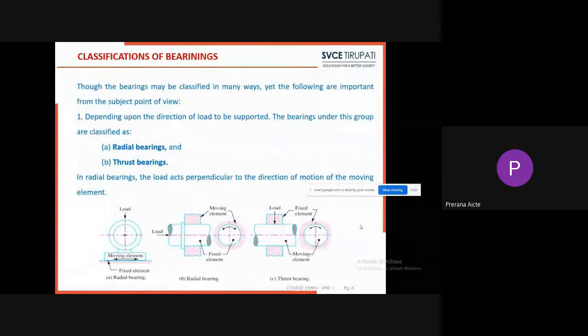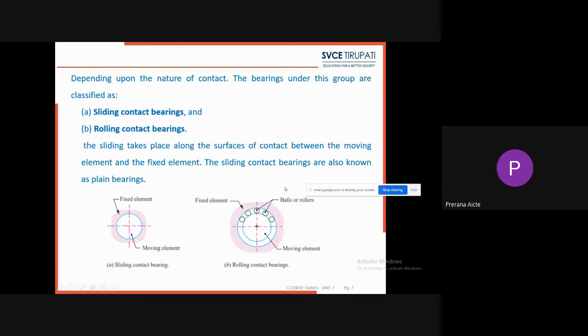First, according to direction of the load, that is a radial bearing, and one more is a thrust bearing. In a radial bearing, the load always acts perpendicular to the direction of motion of the moving element. What about the thrust bearing? The load is applied along the shaft axis. See here, this one is a radial bearing. This one is a thrust bearing.